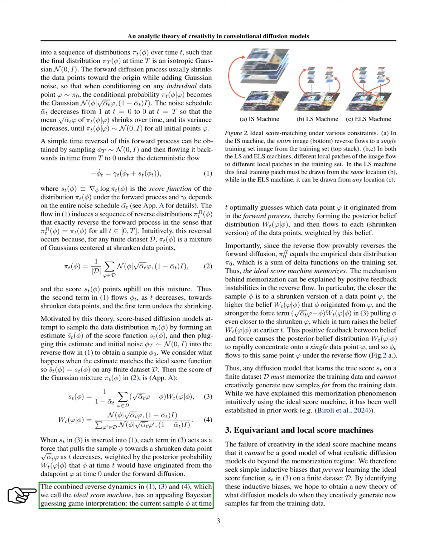Crucially, since the reverse flow accurately reverses the forward diffusion, the resulting distribution matches the empirical data distribution, indicating that the ideal score machine effectively memorizes the training data.